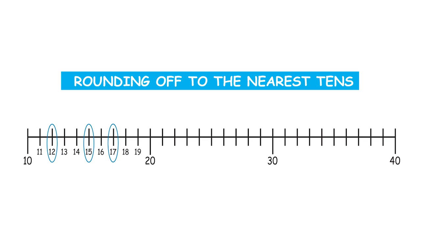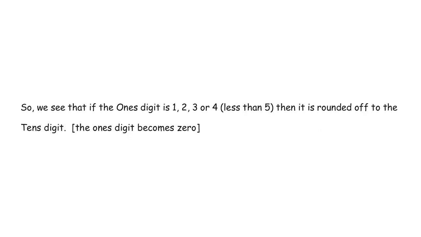What about 15? 15 is at the center. It's midway between 10 and 20. When a number is midway between 10 and 20, we round it off to the next 10. That is, we round off 15 to 20. So we see that if the ones digit is less than 5, that is 1, 2, 3 or 4, then the first thing you can do is to make the ones digit 0 and leave the tens digit as it is.